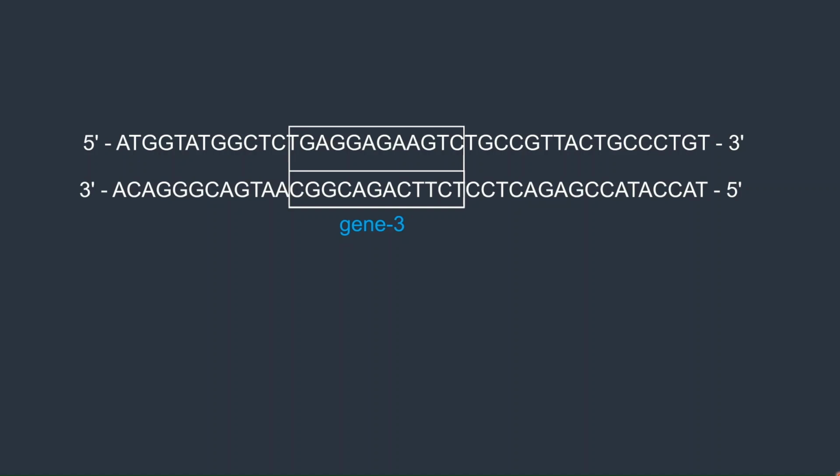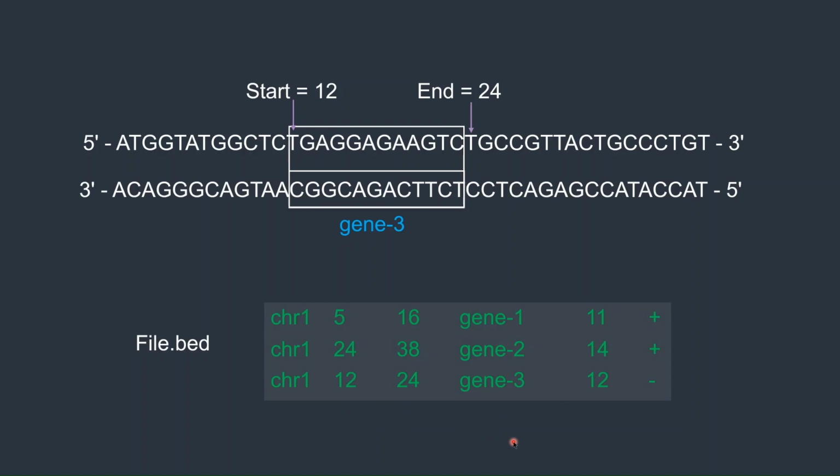For a feature that is in the negative strand, it takes the corresponding coordinate position of the forward strand. In this case, for gene 3, the start position will be 12 and the end position 24. Here in the BED file, we have added a third line with the start and end position for gene 3. The only difference is we have added a negative sign to indicate that this gene 3 is located in the negative strand. So for a gene that is in the positive strand or negative strand, in the BED file, the difference will be in the sixth column with a positive or negative sign respectively.